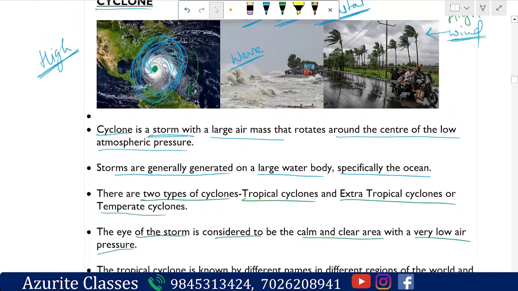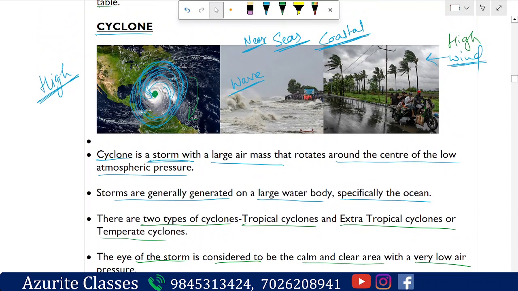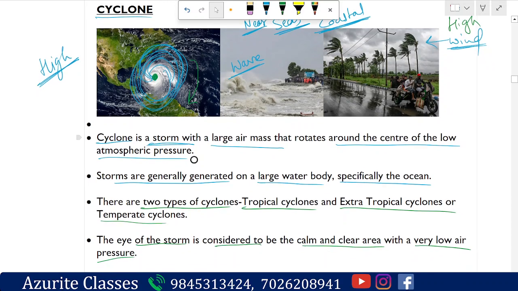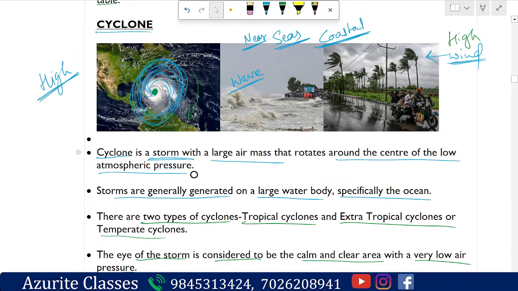Any doubt here, tell me. No, sir. Any doubt about cyclone? No doubts, sir. Understood about cyclone?